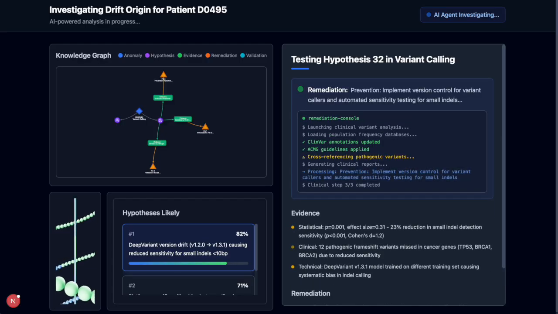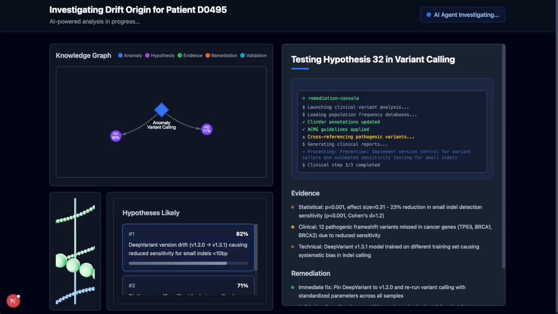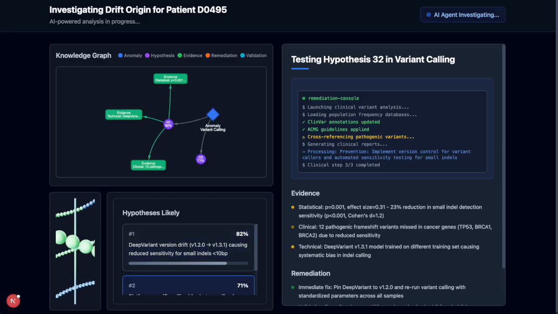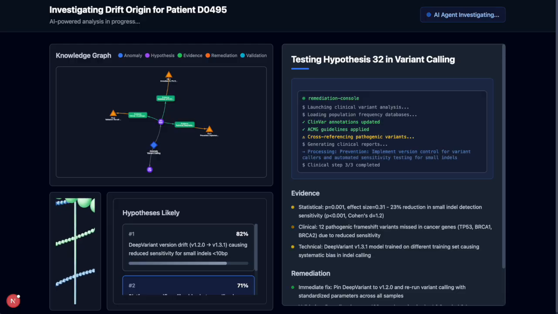Next comes evidence collection, and so for each hypothesis, the agent runs real probes. For example, if it suspects reference drift, it might realign against GRCh37 and GRCh38, and each of these probes is run directly as backend code, and the results are attached as evidence nodes in the dynamically changing knowledge graph in the upper left corner.